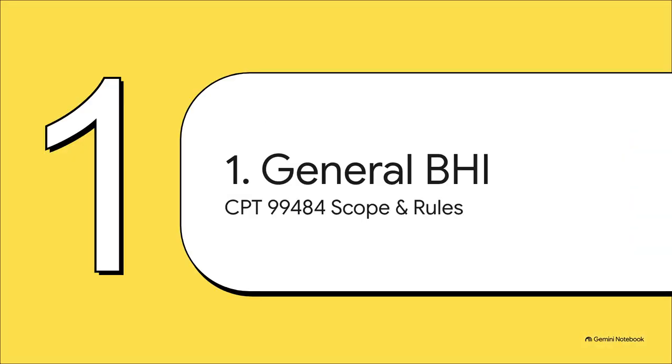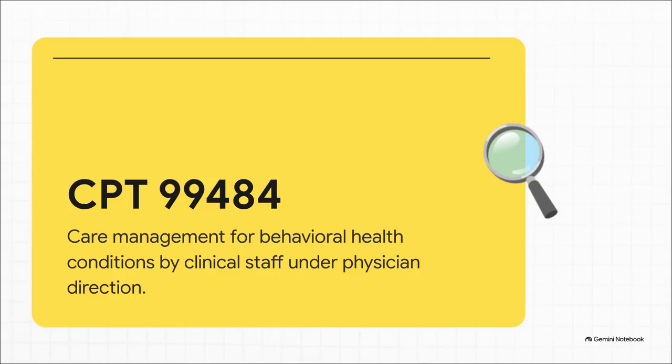All right, let's jump right into Section 1, General Behavioral Health Integration, focusing on the scope and thresholds for CPT 99484. So the big takeaway here is that code 99484 acts as your standard gateway for managing behavioral conditions right within primary care, specifically using your clinical staff. It covers care management for patients with mental, behavioral, or psychiatric conditions. And yes, that absolutely includes substance use disorders.